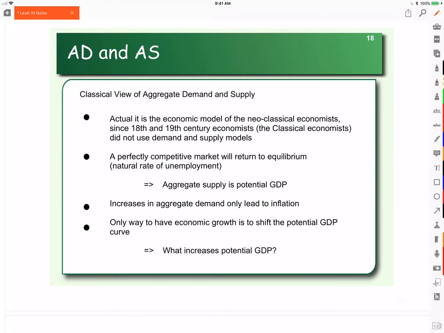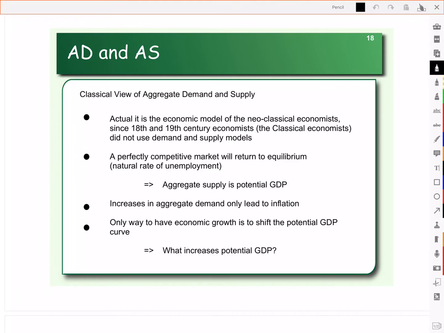So let's talk about the difference between the classical view and the Keynesian view of aggregate supply. The predominant theory in economics from 1776 through the 18th and 19th century, all the way up until the Great Depression, was the classical theory. And the classical theory says that the economy will fix itself, right? You've seen the videos where we talked about how classical economists see the economy as a punching bag. The economy will bounce back on its own.